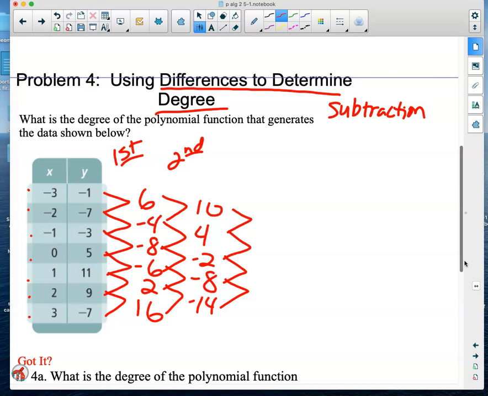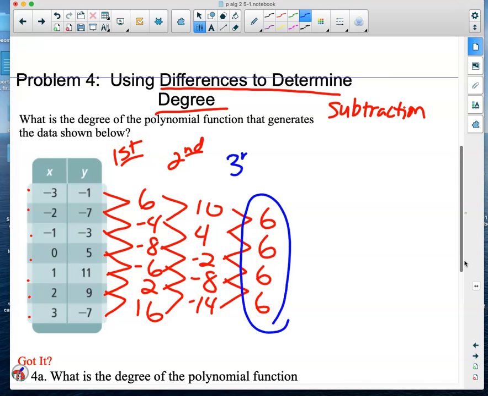10 minus 4, 6. 4 minus a -2, well, that's going to be 4 plus 2. Ooh, that's good news. -2 minus a -8 will be -2 plus 8. Oh, this is looking better. -8 minus 14 is -8 plus 14. Aha! We found it. This is the one that worked.